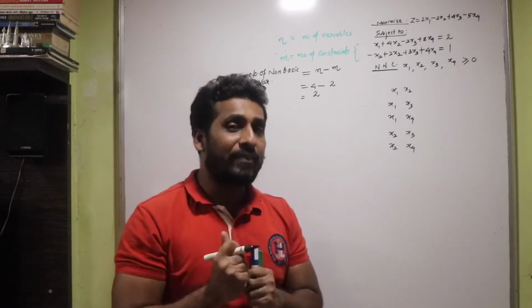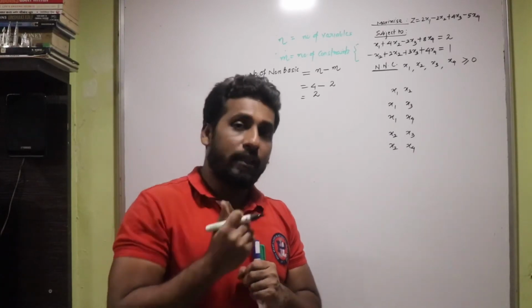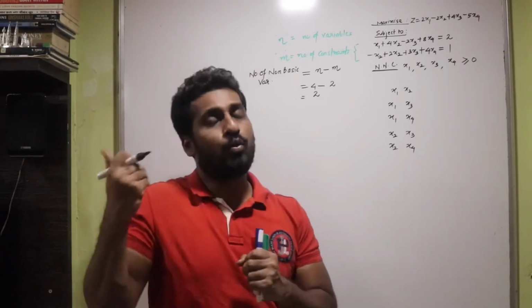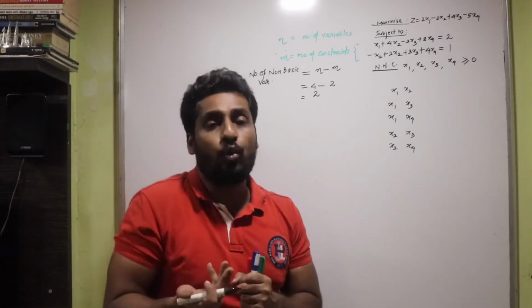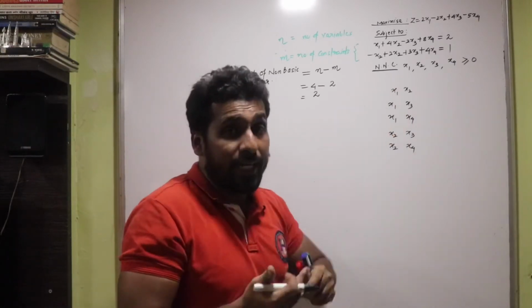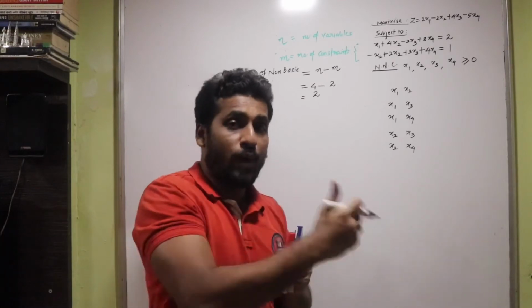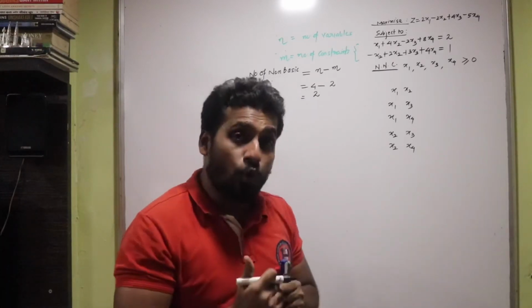Then you can take the next variable as x2, isn't it? And take the other remaining variables. x2, don't go back. x2, x1 is no need to take because x1, x2 is already taken. So x2 and go ahead: x2, x3, x2, x4. Then you go to the next variable.